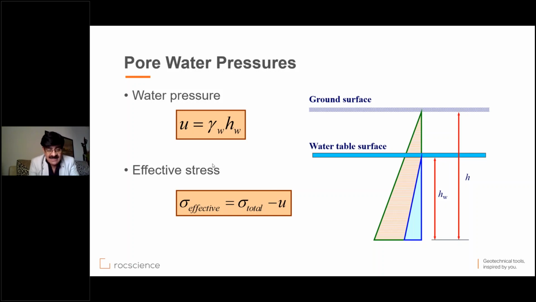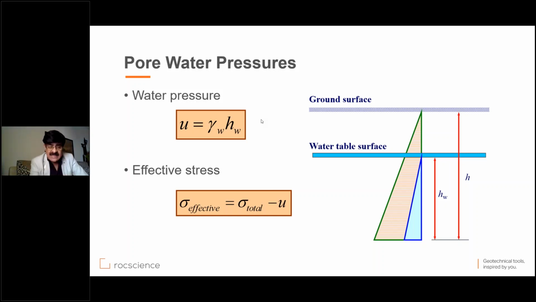What you see below this is the concept of effective stress. I'm sure all of you know that effective stress is equal to the total stress minus the pore water pressure. Effective stress appears in many formulations. For instance, shear strength drops as the pore water pressure goes up because effective stress comes down, which has a direct impact on the factor of safety. That's what we are going to look at today: the impact of pore water pressure on the factor of safety, in other words, the stability of slopes.